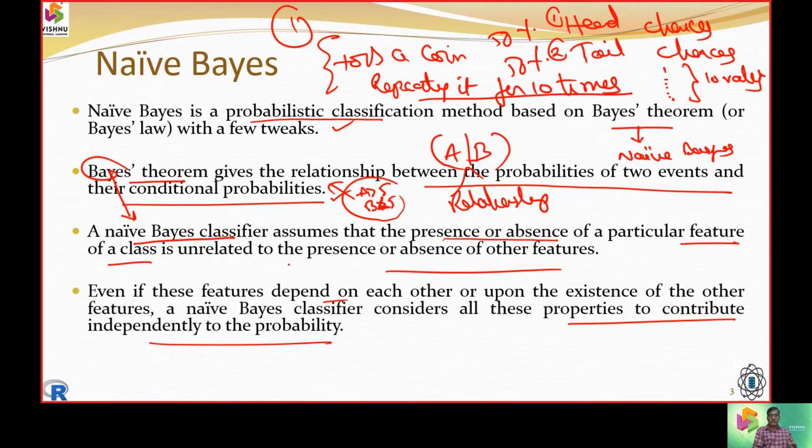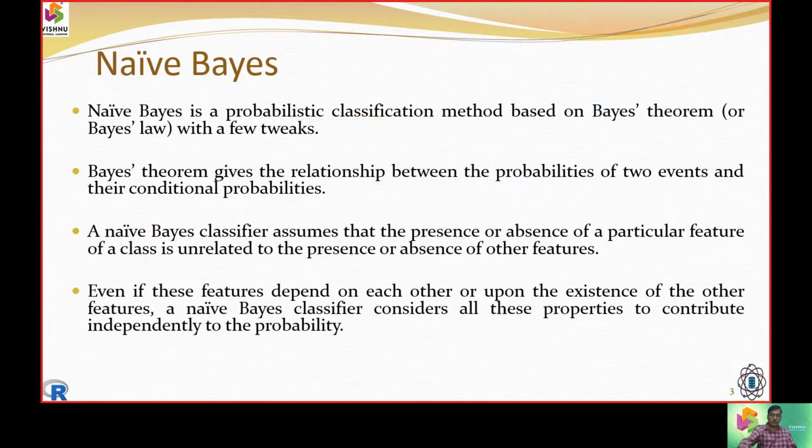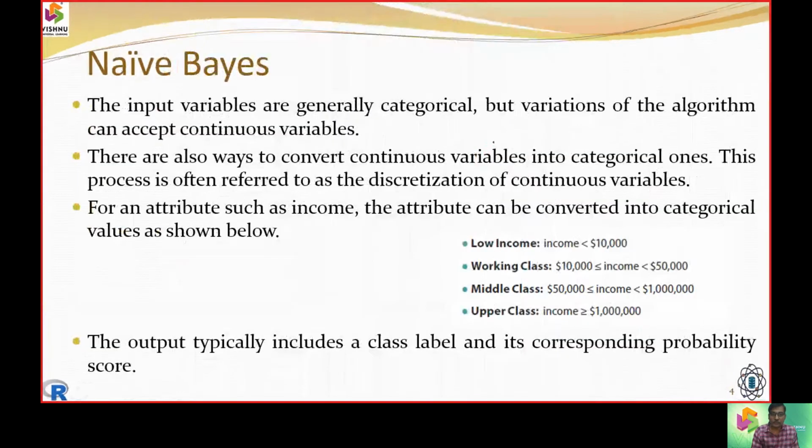As far as naive Bayes is concerned, it is going to see whether the presence or absence of a particular feature in a class is unrelated or whether it is related. While doing this, it not only checks the dependence, it also checks the existence of independent features in that scenario. So what type of values does this naive Bayes work with?